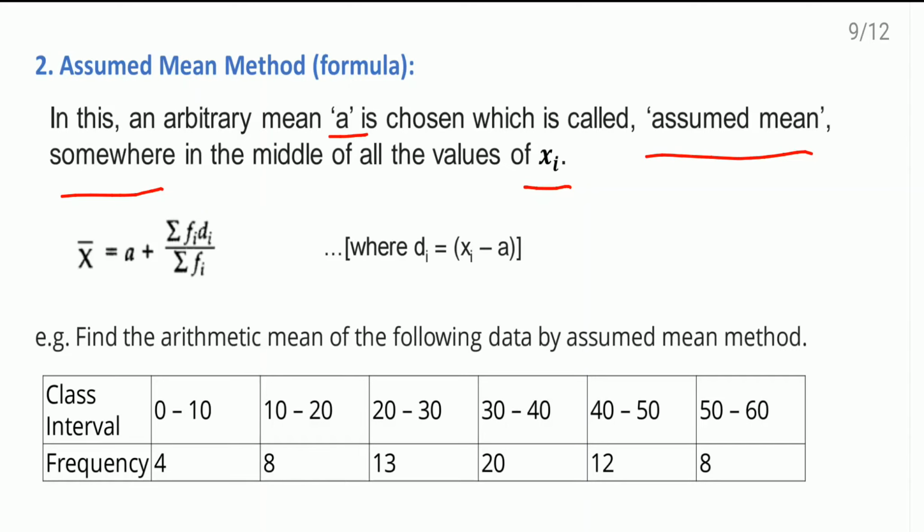Mean is equal to A plus sigma fi di divided by sigma fi. Look at the difference here. In the previous case, xi it was. Now it is di. Di means xi minus A. That means the deviation of that assumed mean from xi, from the observations. Okay. Now let us see this example, but we'll solve it by assumed mean method.